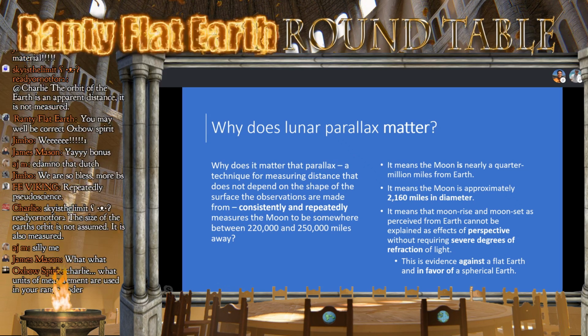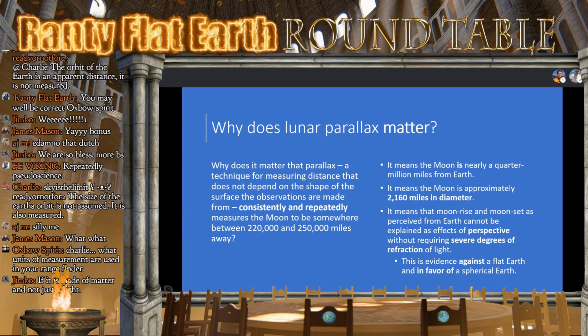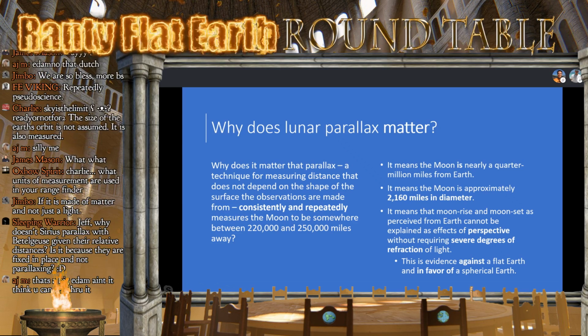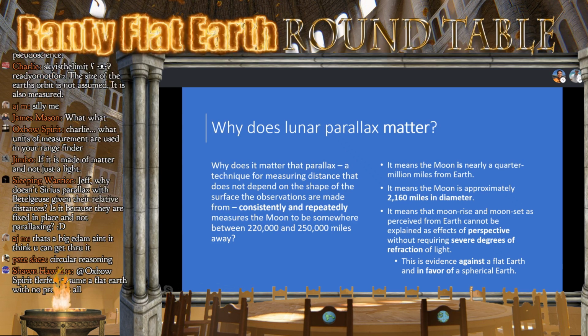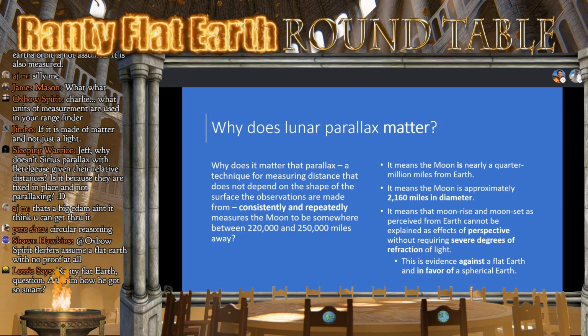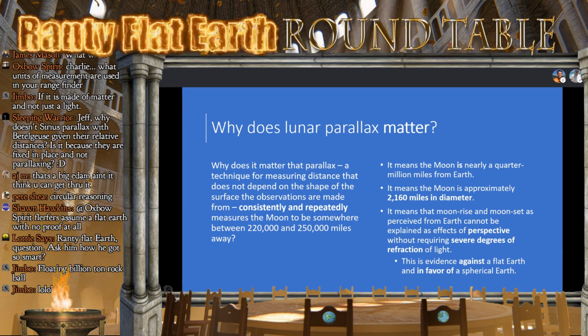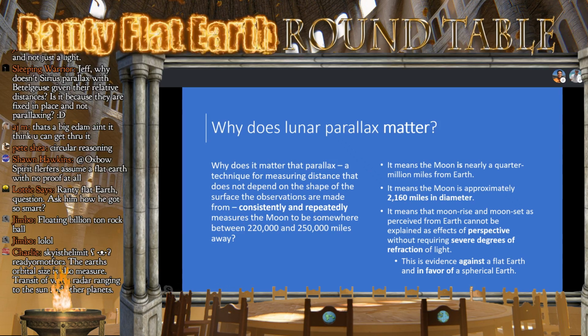In order to get the moon to appear anywhere near the horizon, you would either need to be millions of miles away from it, or there would need to be excessive refraction of light. Refraction of light to the point that one could not even be sure of simple terrestrial distances. This is evidence against a flat Earth and in favor of a spherical Earth.